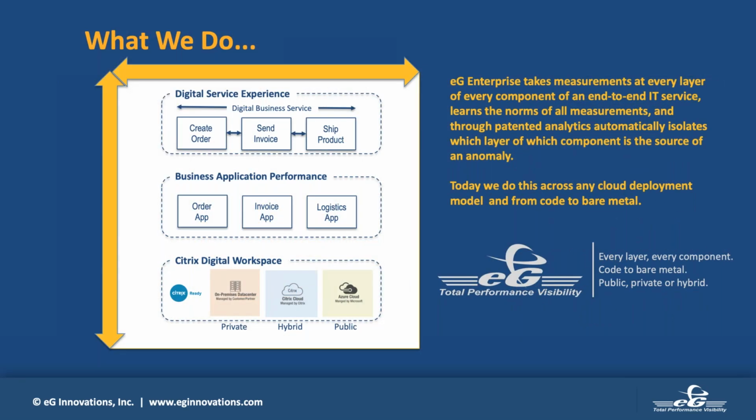So fundamentally, what EG does is we take measurements at every layer of every component of an end-to-end digital business service. Through machine learning, we learn the norms of all measurements that we collect. And really the heart of the architecture has always been a patented analytics that's based on data flows and dependencies, and can automatically isolate which layer of which component is the source of a performance issue. Now today we do this across any cloud deployment model, public, private, or hybrid, and from code to bare metal, specifically for Java and .NET applications.